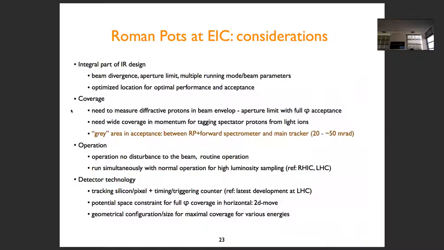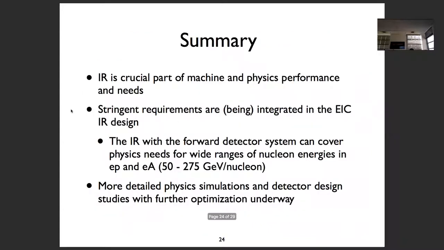So this is the consideration for Roman pots. This is all pretty much details, but I'm not going into details. I'm going to just give the summary. This IR is a crucial part of the machine and the physics performance and the needs for the EIC. As you see, the requirements are very stringent in terms of acceptance and luminosity and so on, and are being integrated in the current IR design.